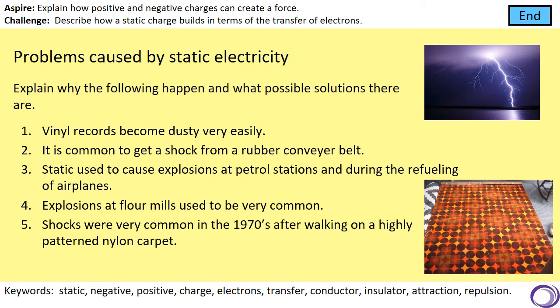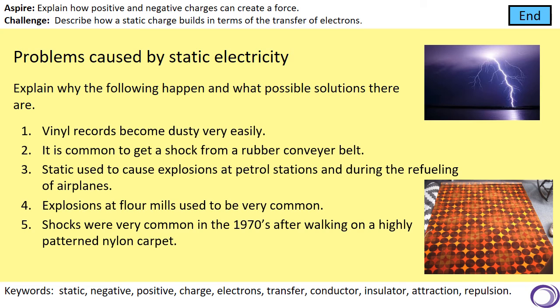You can answer quite a few of these by earthing, but let's work our way down. Vinyl records become dusty very easily because you've got a stylus, the needle, rubbing against a type of plastic material. When one surface rubs against another, you can get static. So if that vinyl record gets static charge on it, it will attract the dust out of the air, so it will get dustier. Old TVs used to end up with a lot of dust on the front of the screen as well.